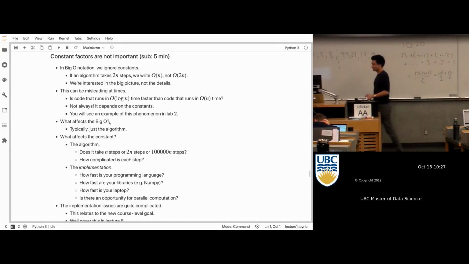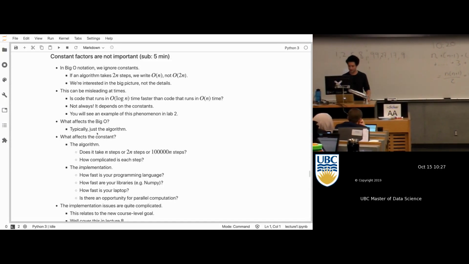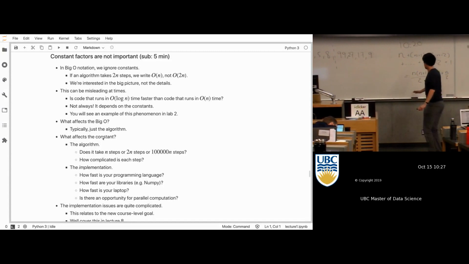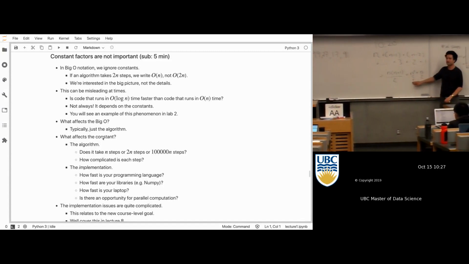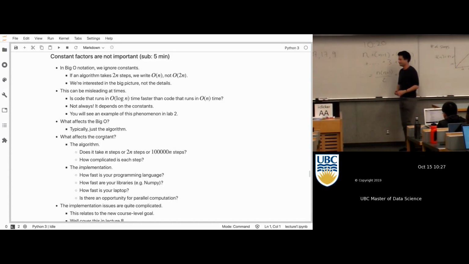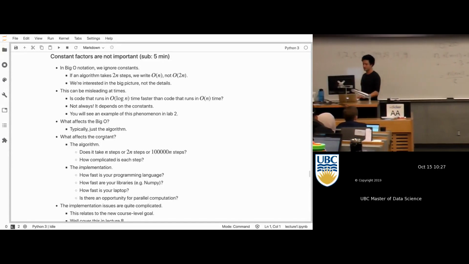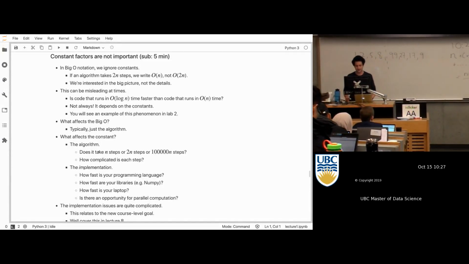But what affects the constant? By the constant, what people mean is this 2 or whatever it is, the constant that is multiplying n or n squared that we've just thrown away. So here we have this constant of 1/2 that we're just ignoring. So what affects the constant factor? Well, it could be the algorithm, but it could also be the implementation. Some algorithms might take 2n steps, some might take 100,000 n steps. Each step might take a minute in one case or a second in another case.